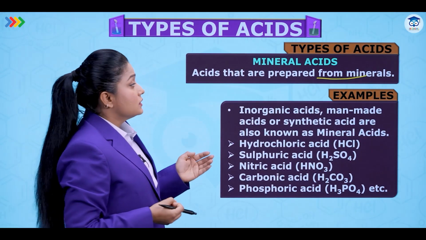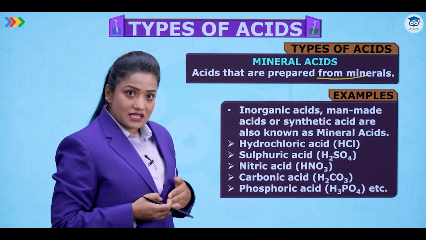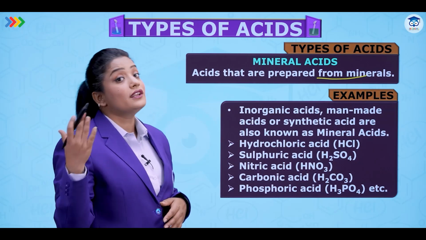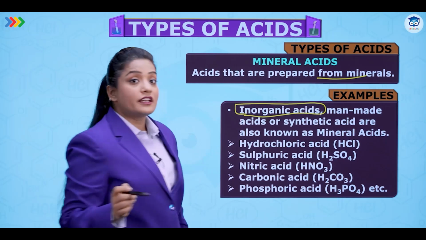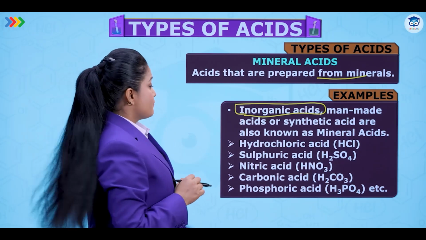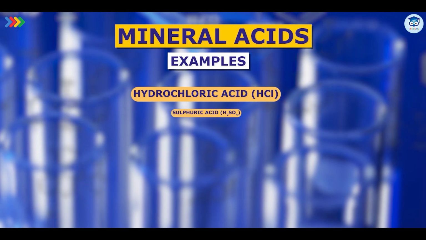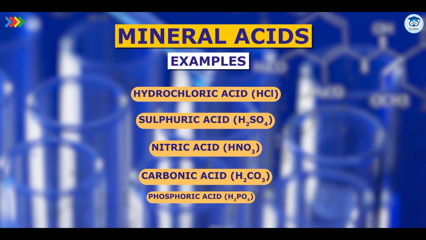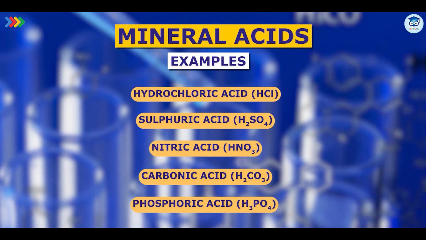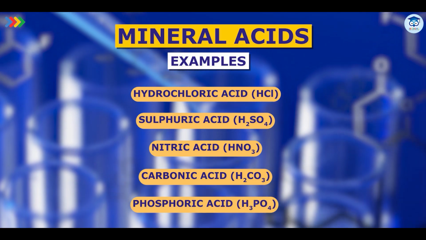Now some examples. These are man-made acids, also called synthetic acids, and they're also called inorganic acids. Remember, the previous category was organic acids. Talking about their examples, we have hydrochloric acid, sulfuric acid, nitric acid, carbonic acid and phosphoric acid. Along with this, we have many more examples which are related to minerals.